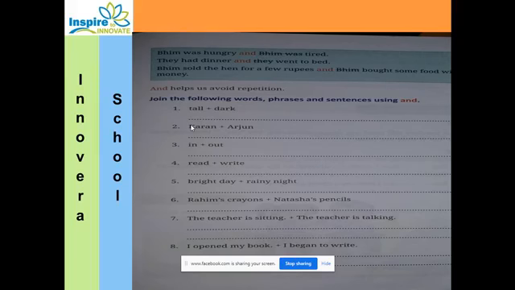Now, for example, see the seventh one. The fifth and sixth are easy; you can write them. See the seventh one: The teacher is sitting, the teacher is talking. Here the words are getting repeated. So what can we do? We can write: The teacher is sitting and talking. We are not going to use the words the teacher is again and again, and we directly say that the teacher is sitting and talking.